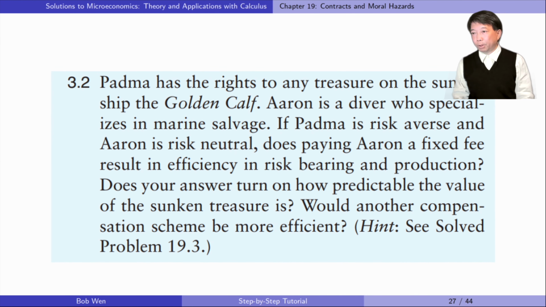Let's solve exercise 3.2. Padma has the rights to any treasure on the sunken ship, the Golden Calf. Aaron is a diver who specializes in marine salvage. If Padma is risk-averse and Aaron is risk-neutral, does paying Aaron a fixed fee result in efficiency in risk-bearing and production? Does your answer turn on how predictable the value of the sunken treasure is? Would another compensation scheme be more efficient?